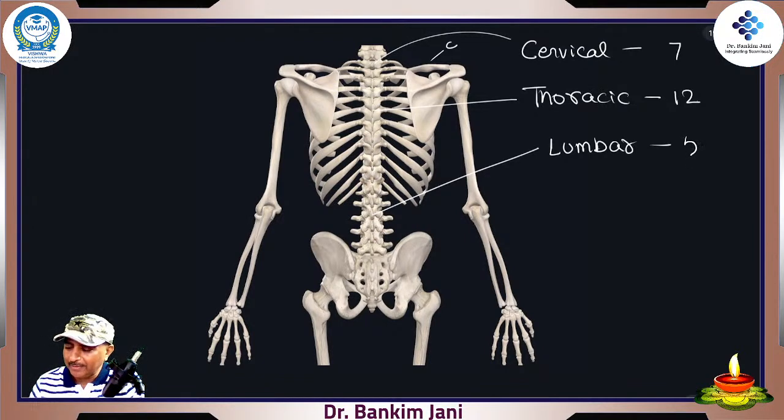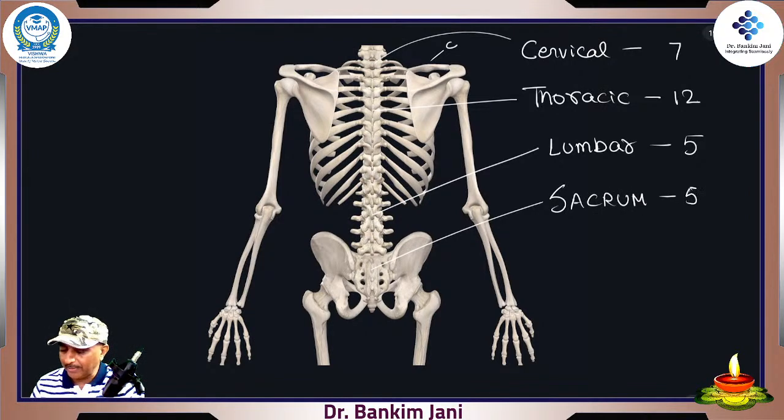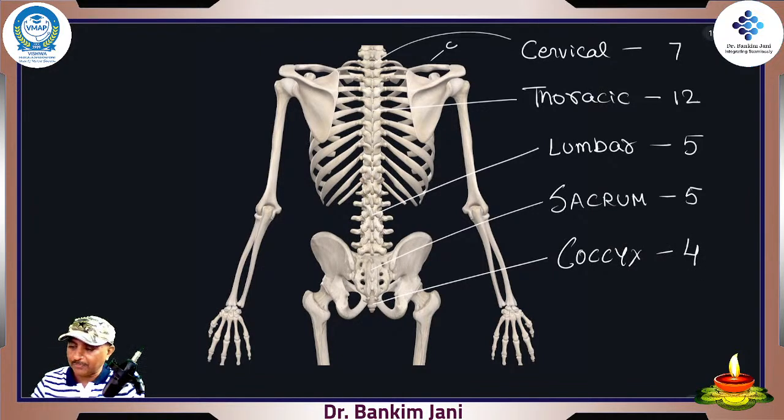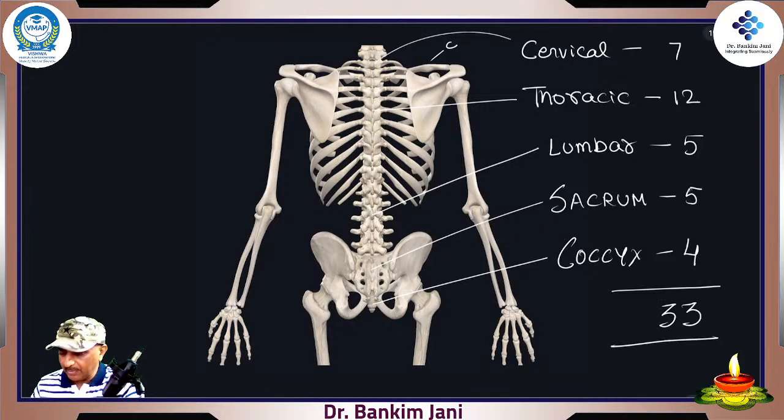So lumbar, they are 5. Then comes the sacrum, right? That is what is called the sacrum. So sacrum are 5. And then last, that is the tailbone. That is what is called the coccyx. They are 4, right? So if we make a total of this, 12 and this 22, 22 plus 7, 29 and 4, 33, right? So these are 33.